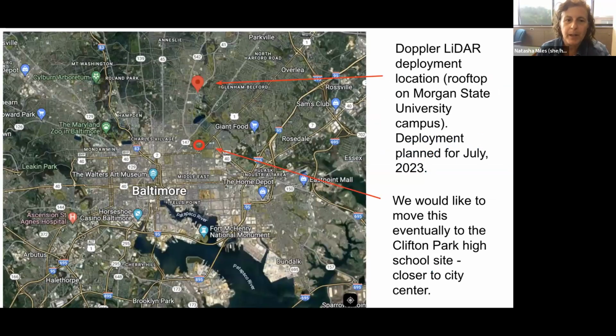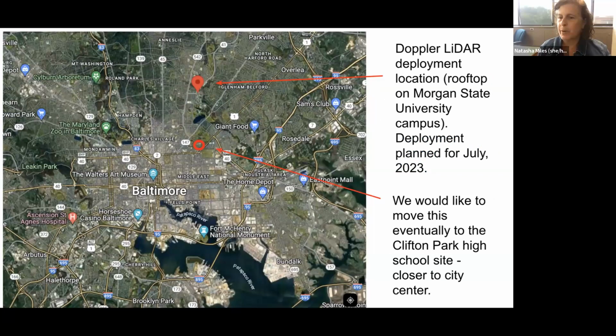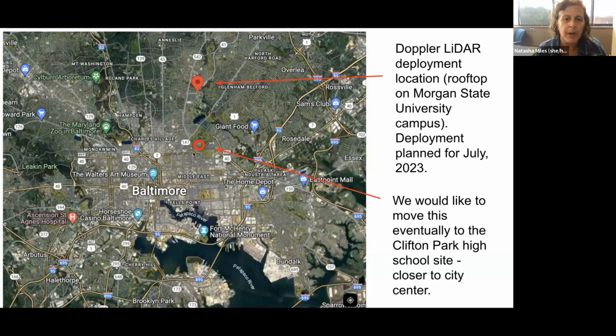Here's a map of Baltimore. The plan is to deploy the LiDAR on a rooftop on Morgan State University. And then depending on how the power works out, we may end up moving to Clifton Park High School, depending on how things go.